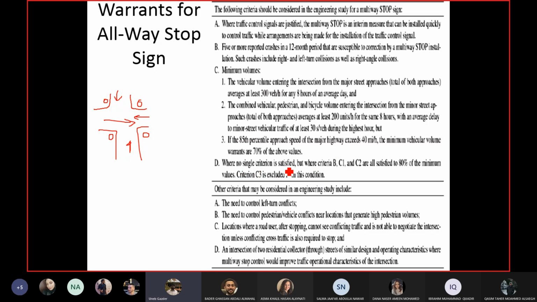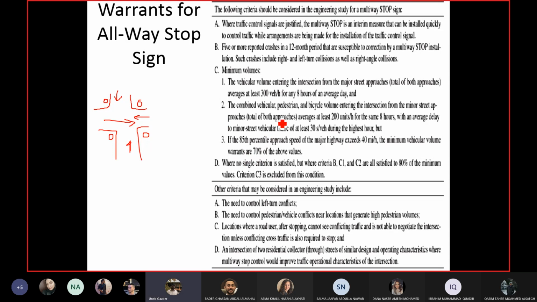The third condition is that you are not meeting any single criteria, but criteria B, C1 and C2. Obviously, for criteria A there is no value, so there is no percentage. You cannot apply any percentage to this one. So if you meet 80% of criteria B and 80% of C1 and C2, then you can still provide a multi-way stop sign. Then you don't have to look for criteria C3.